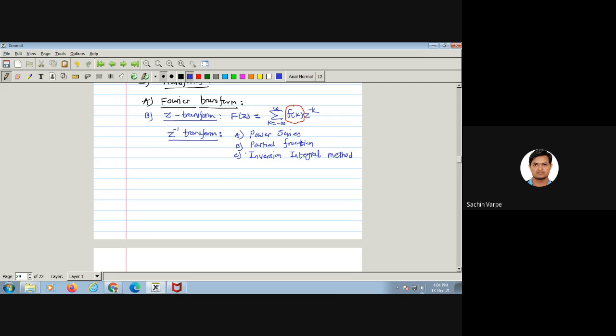Okay. Then we have discussed the application of Z and inverse Z transform to solve the difference equations. Application of Z transform and inverse Z transform to solve the difference equation. That is again the very important point we have discussed.